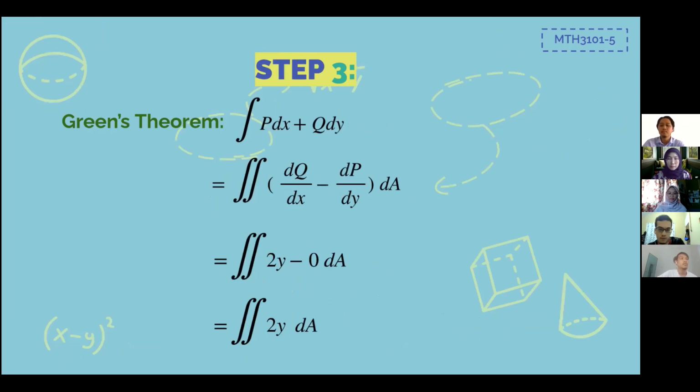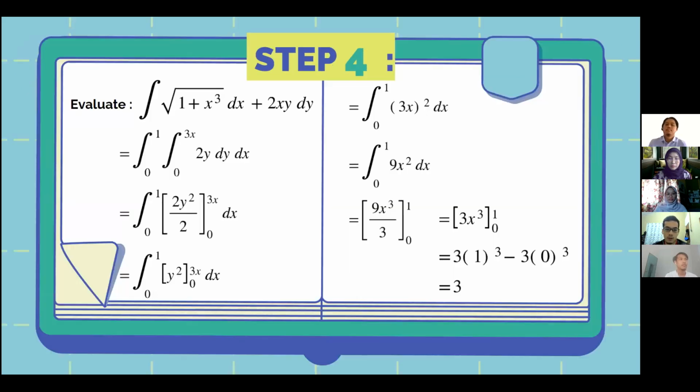Okay, thank you. For step 3, if we refer to Green's theorem, the general formula is integrate P dx plus Q dy, like the slide before. So we just substitute the derivatives that we calculated into the general formula: the double integral of delta Q over delta x minus delta P over delta y dA. So the double integral of 2y minus 0, which is 2y.